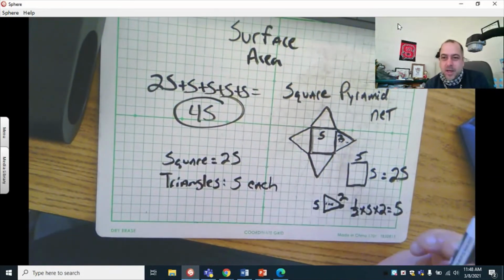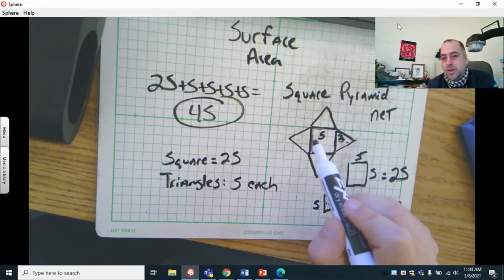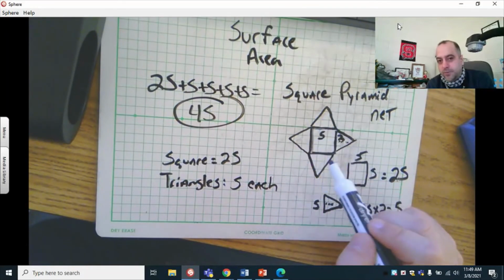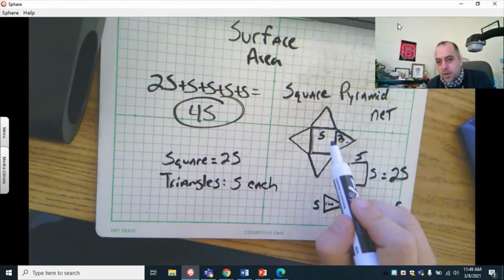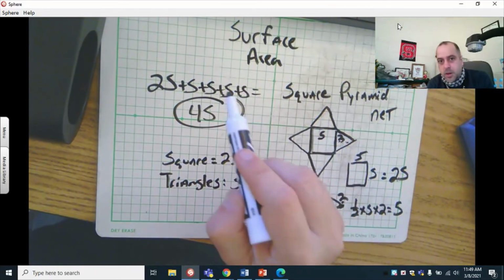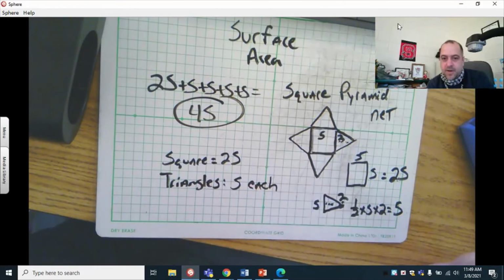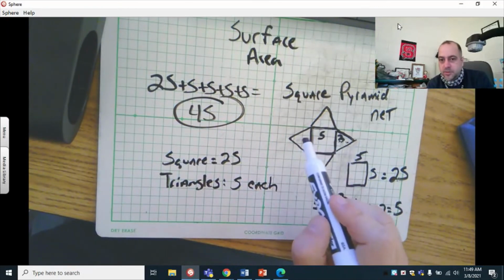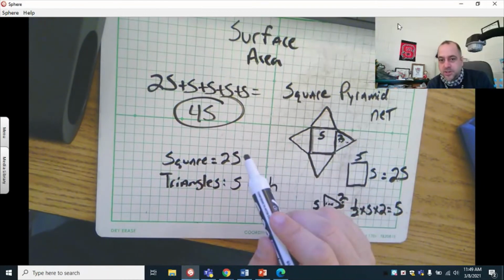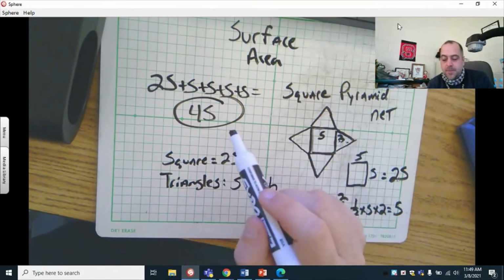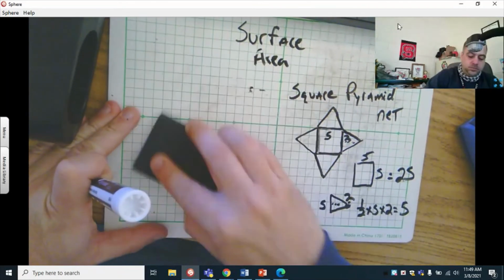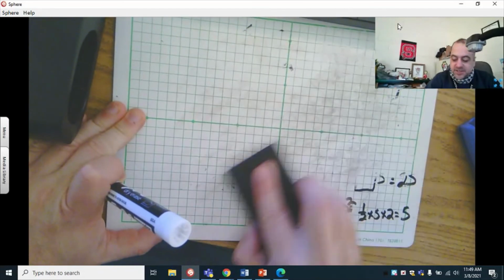So, all we did, if this seems weird, I'm sorry, but all we did was we did the area of the square right here, and then we did the area of the 4 triangles, and we figured out half the base times the height was 5, and there's 4 of them, so 5, 5, 5, and 5. So this one's 5, this one's 5, this one's 5, and this one's 5 for area, and the center was 25. Okay? So, that's basic surface area.